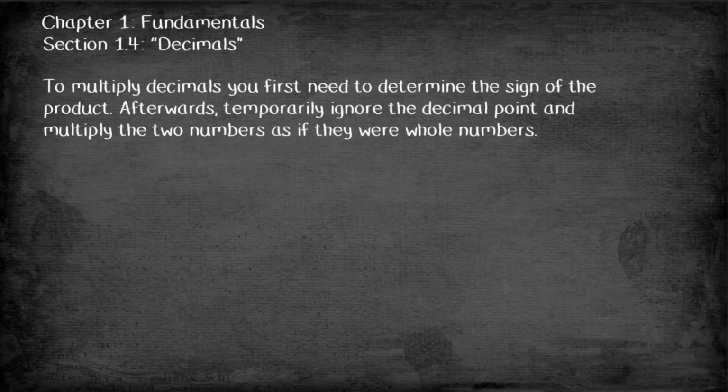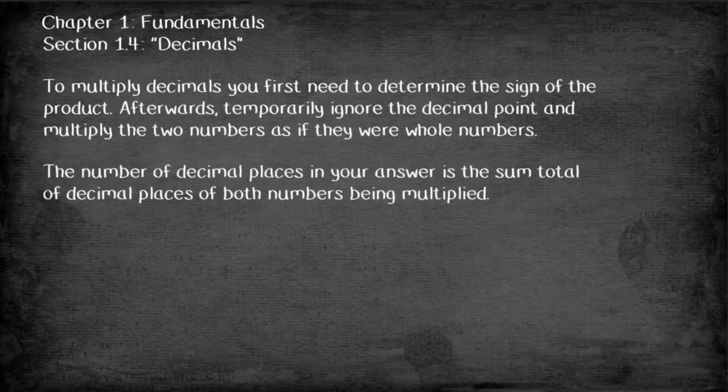So let's move on to multiplying. To multiply decimals, you need to determine the sign of the product. That's the first step whenever we're multiplying numbers together anyway. After that, we're going to temporarily ignore the decimal point and multiply the two numbers as if they're whole numbers. Once we have an answer, we put in the decimal point. And the number of decimal places in the answer is the sum total of decimal places of both of the numbers being multiplied.